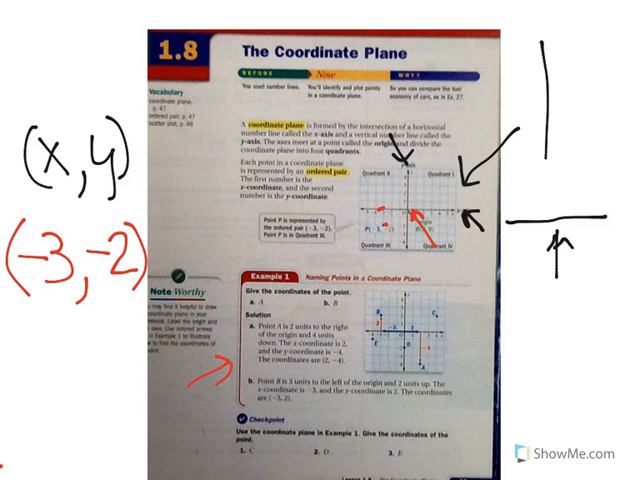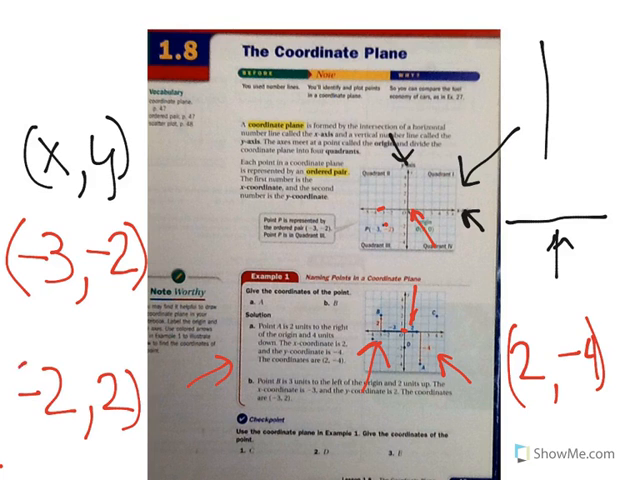If you look at the example down here, we're told to give the coordinates of each point. All we're going to do is start at the origin and count how many places we go over. In this case, it's 2, and then 4 down. So 2 to the right, so it's +2, and then 4 down, so it's -4. Same thing for point B, except we always start again at that origin point. Then we go 2 to the left, which is -2, and then 2 up, so that's just 2. So that's point B.